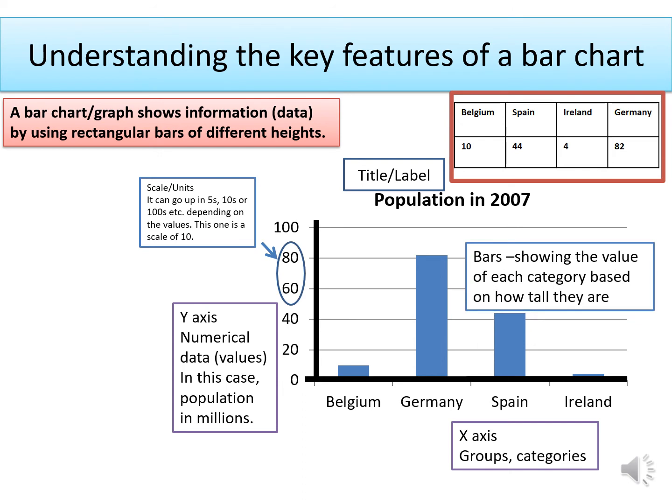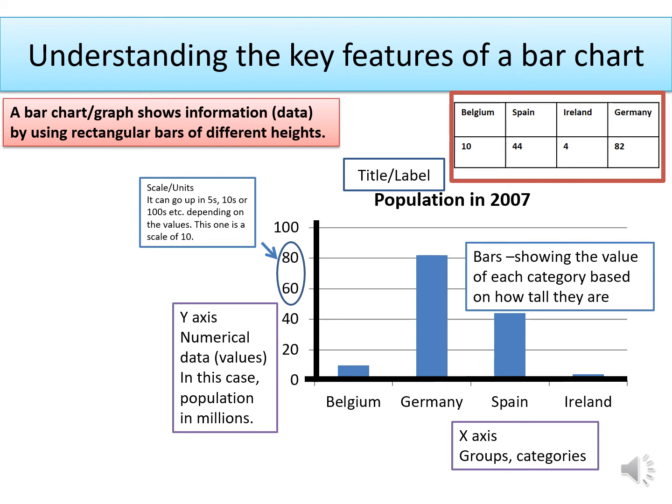And of course, the bars. These are showing the values of each category with their height. For example, if we know Belgium had a population of 10 million people, we would draw the bar raising it up to where we approximate that 10 is in between 0 and 20.